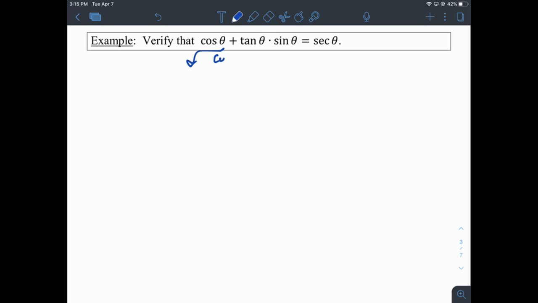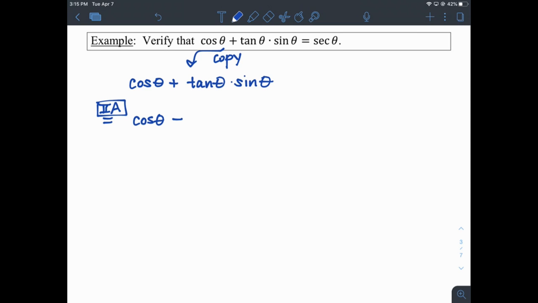This one, copy first. Cosine theta plus tangent theta times sine theta. So right off the bat, I'm seeing 3 trig functions. I don't like 3 trig functions. I prefer 2. I don't see any factoring or simplifying. I don't see any algebra stuff happening here. So I think I'm just going to take the identities route. I'm going to use 2a to change tangent.